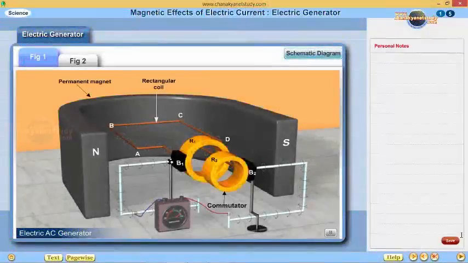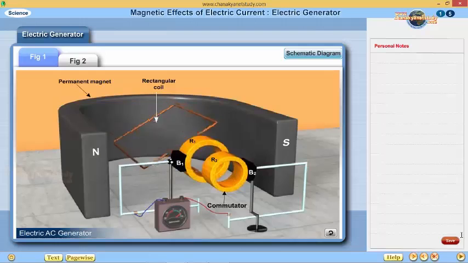Electric generator. An electric device which converts mechanical energy into electric energy is called an electric generator. Principle. Electric generator works on the principle of electromagnetic induction. When the coil of an electric generator rotates in a magnetic field, the magnetic field induces a current in this coil. This induced current then flows into the circuit connected to the coil.